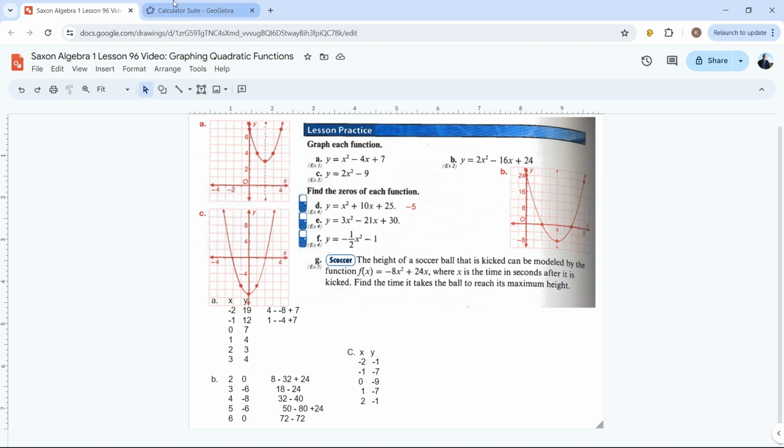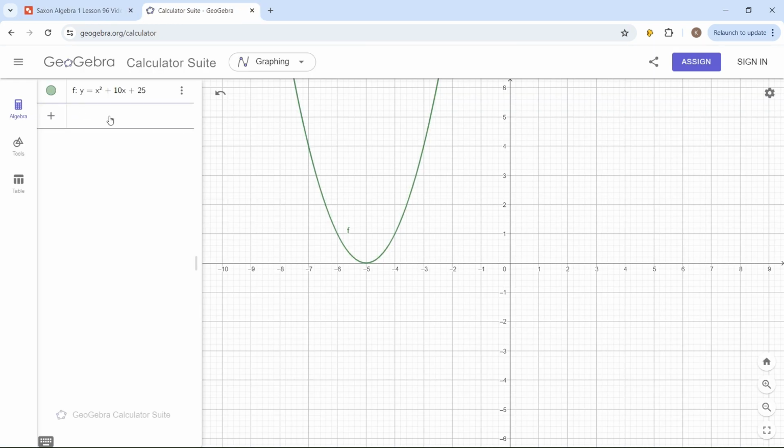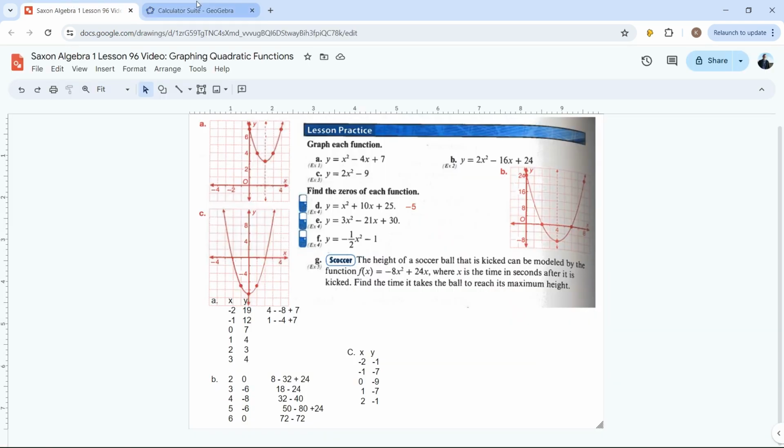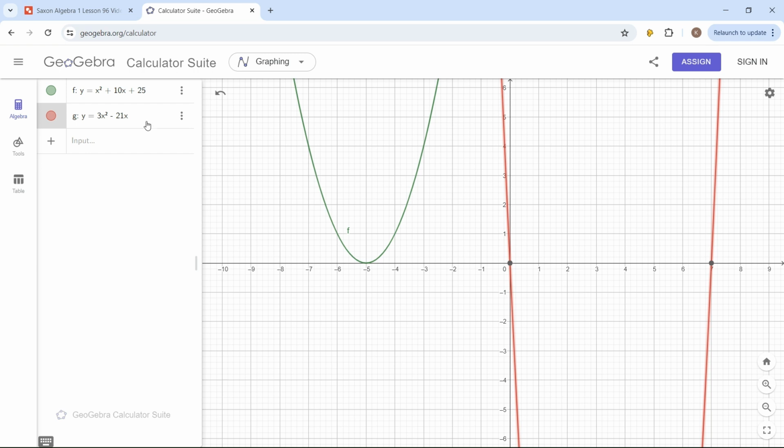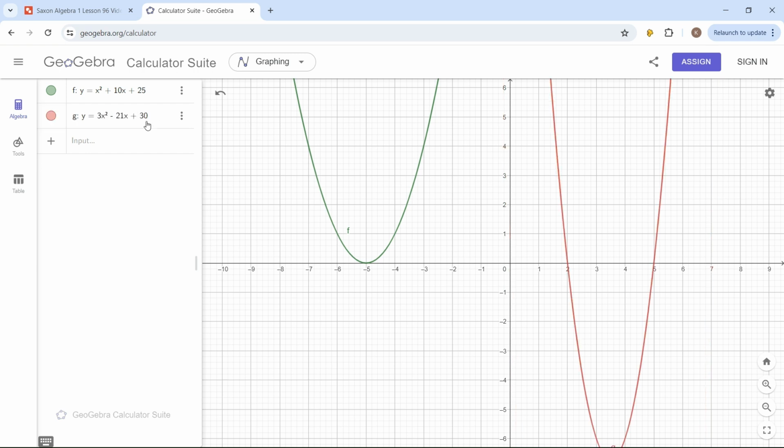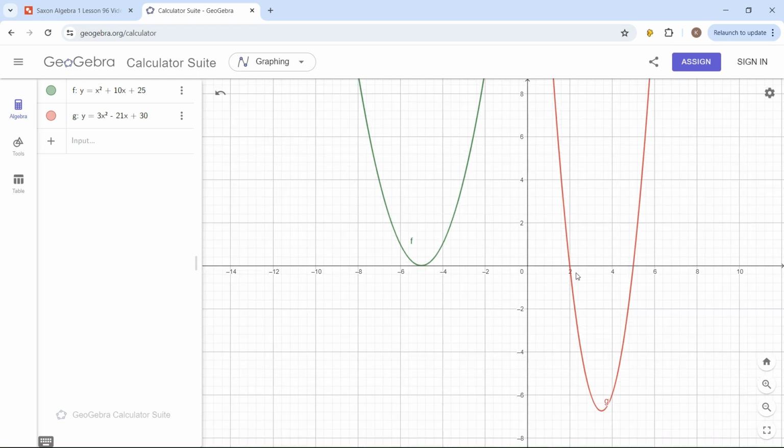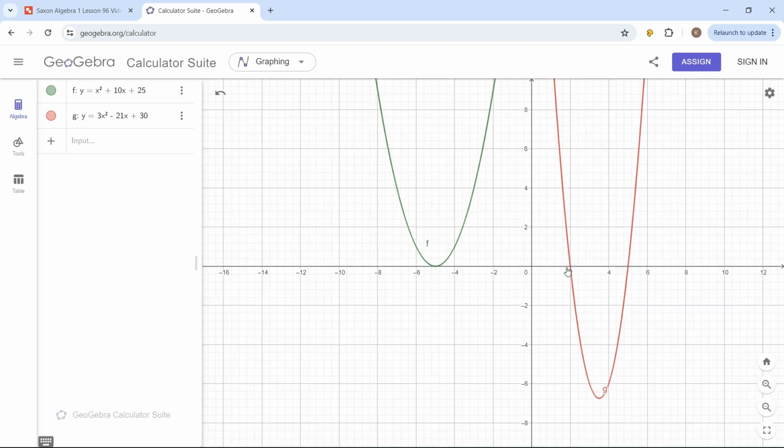All right, let's take a look at letter E. 3x squared minus 21x plus 30. So we're going to enter y equals, can't forget the y equals, y equals 3x squared minus, make sure our minus is on the outer level, it's not in the exponent, 21x, and then plus 30. And this is our next graph. Notice that this one crosses the x-axis, so it actually has 2 zeros.